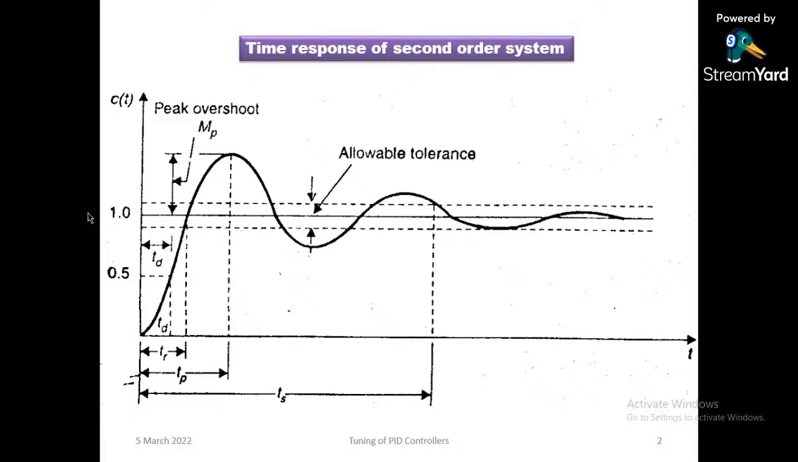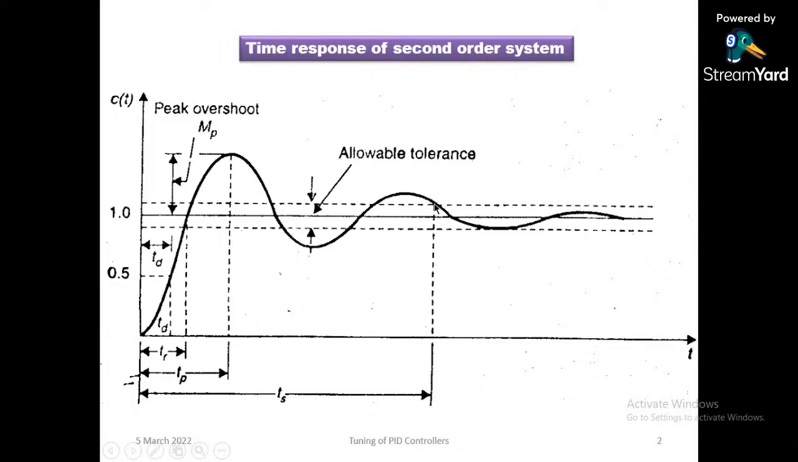Every system will take a certain amount of time to get settled itself. So that is called the settling time. You can see here, initially it is oscillating, oscillating, oscillating. Once that output comes within the tolerance band, these dotted lines are nothing but the tolerance band, that may be plus or minus 2%, plus or minus 5%.